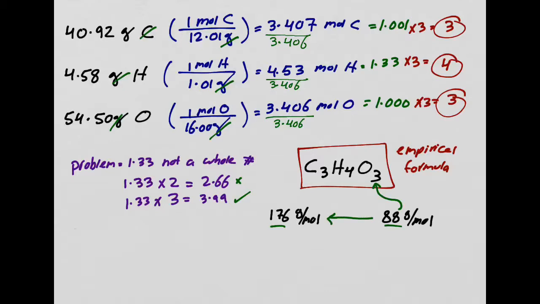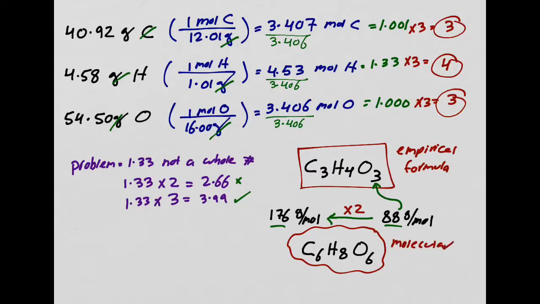You have to multiply it by 2, right? 176 divided by 88 is 2. So you multiply it by 2. Which means, what is my molecular formula? My molecular formula is C6H8O6. That means this one right here is my molecular formula, because my molecular formula was simplified by dividing it by 2 to get the empirical formula of this.